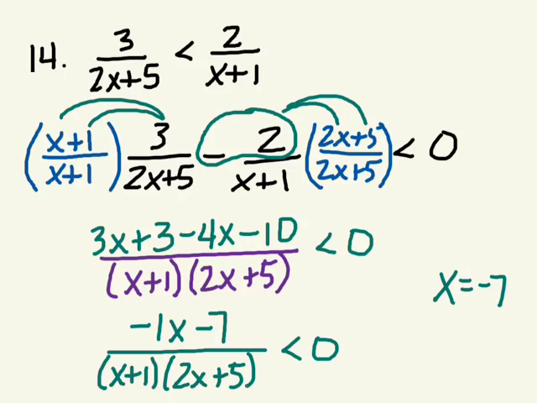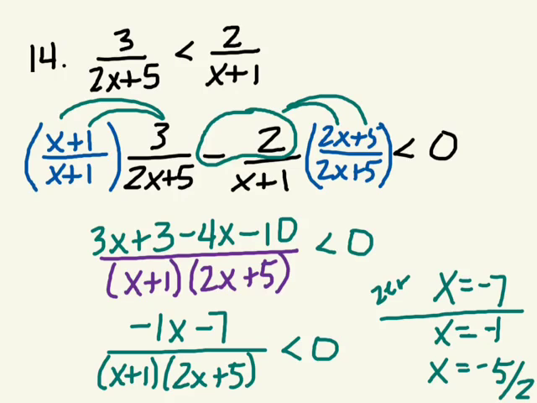My asymptotes come from the denominator. That's where my function is undefined. My asymptotes are negative 1 and negative 5 halves. So again, negative 7 was my 0, or x-intercept, and negative 1 and negative 5 halves are my vertical asymptotes. The next thing we're going to do is look at the graph so that we can tell what's going on around these and where our function is less than 0.